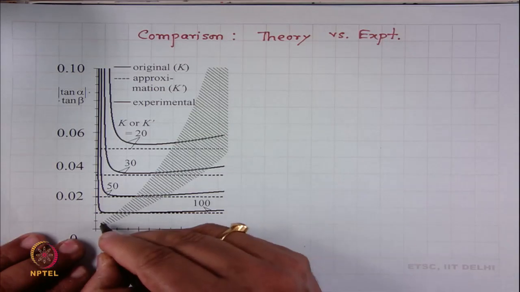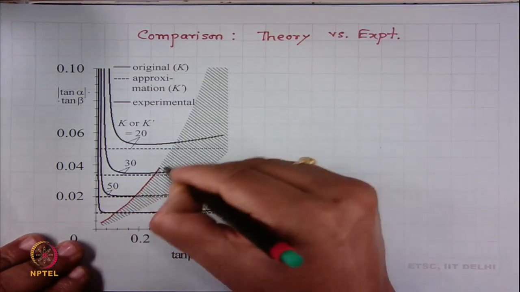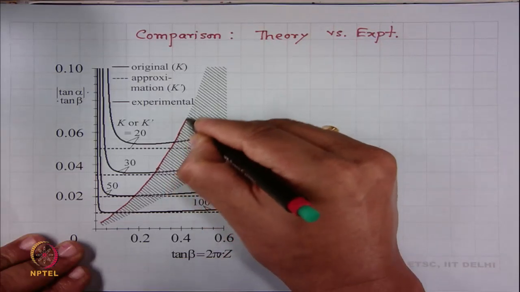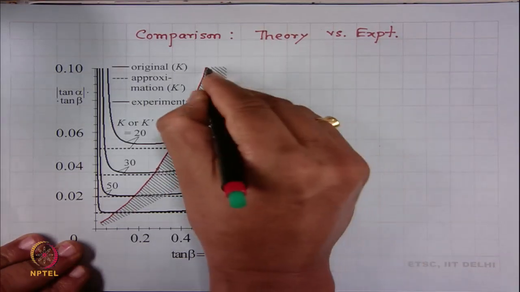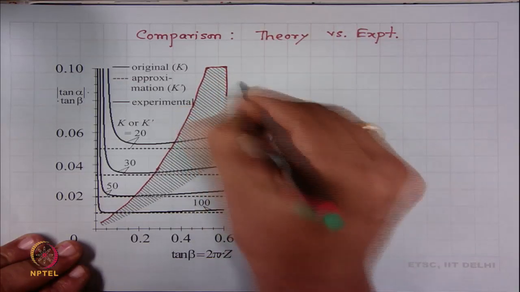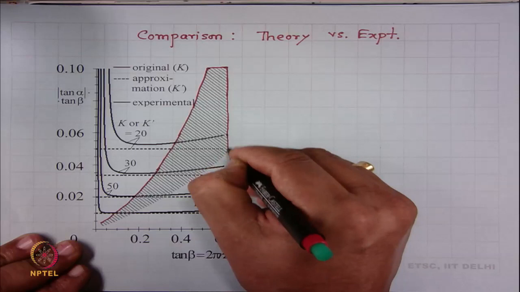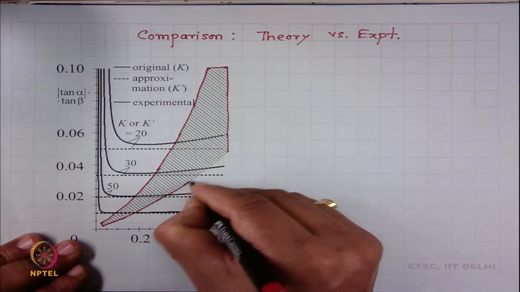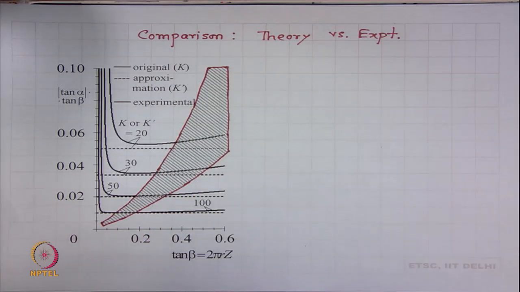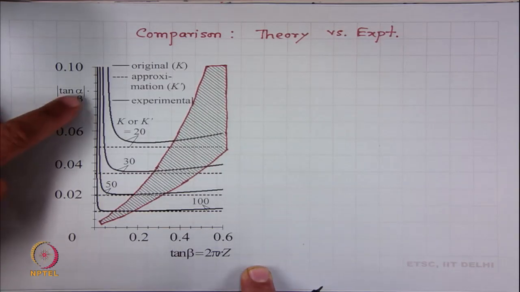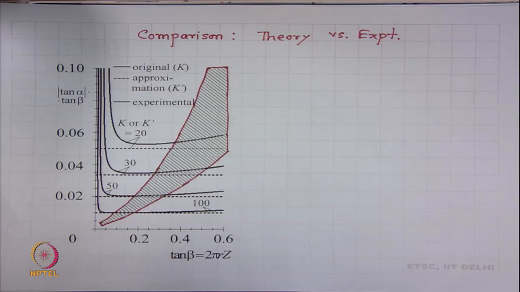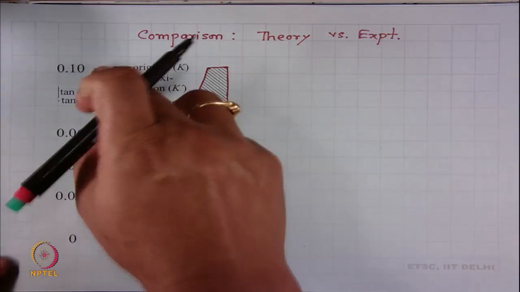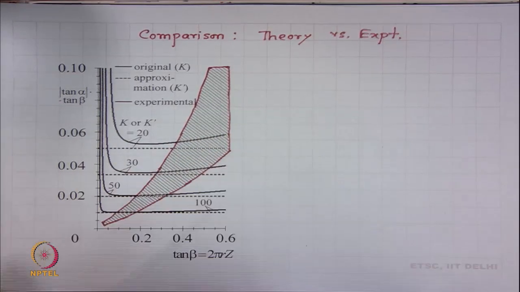This region is the experimental region. A lot of yarns were tested by using tracer fiber technique, migration characteristics were measured, and in this region all experimental results fall, right. And what you see here, tangent beta is plotted here, 2 pi r z, and this is tangent alpha into tangent beta. Two curves you see, one is the thick continuous curve, one is the dotted curve.